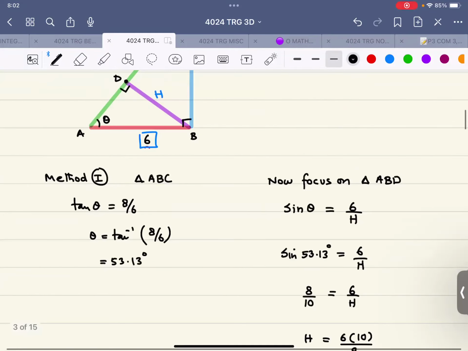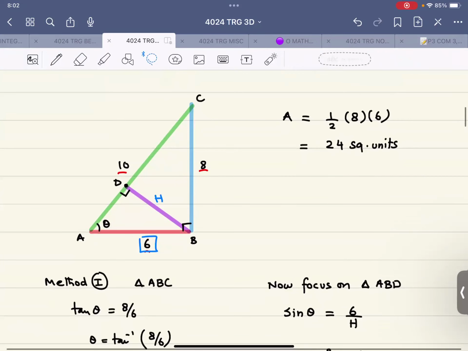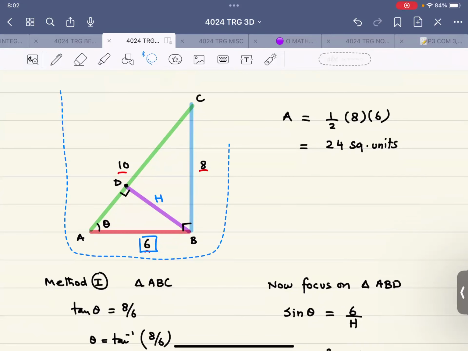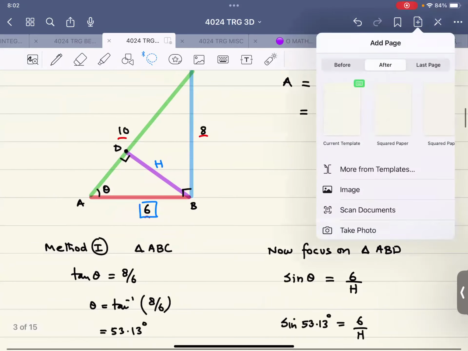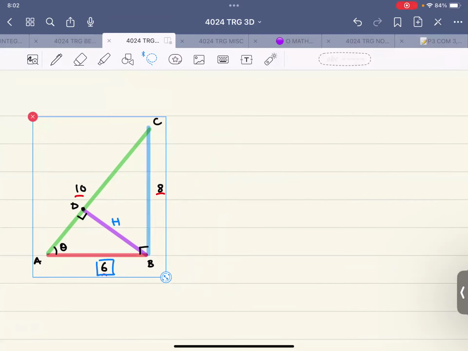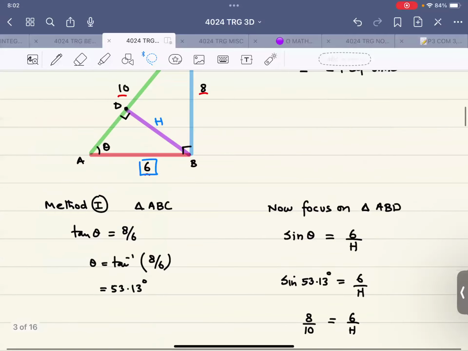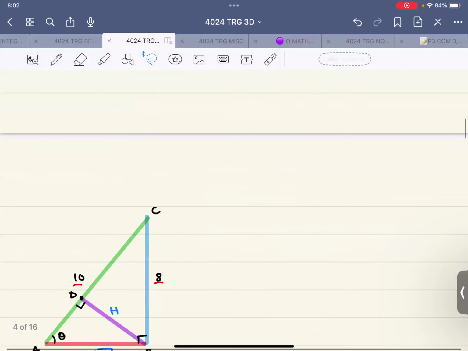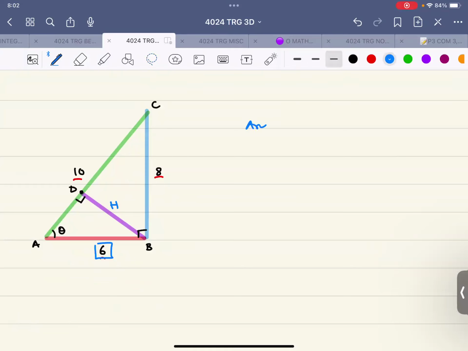That's the answer. But there is also another way of getting the same answer, and my aim is to focus on that. So let me add a page, the same diagram. And I know that the area is this. So let me also copy this, or I'll just write it down. So therefore, area of triangle ABC is half into base into height. Height is 8. That comes out to be 24 square units.